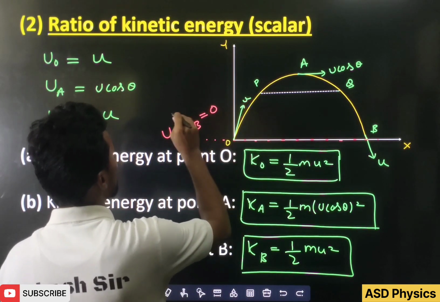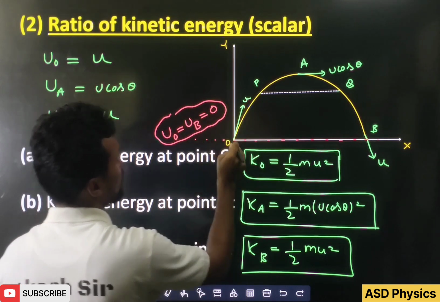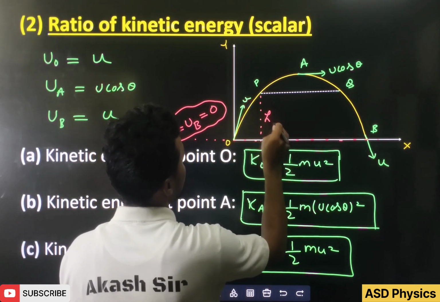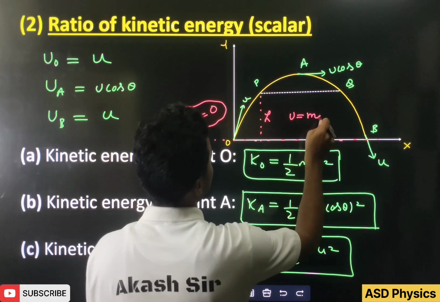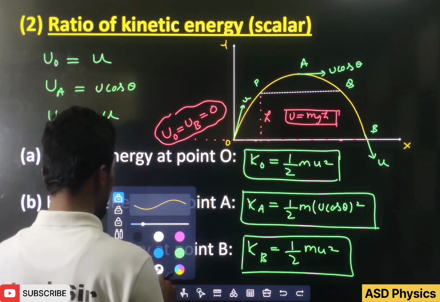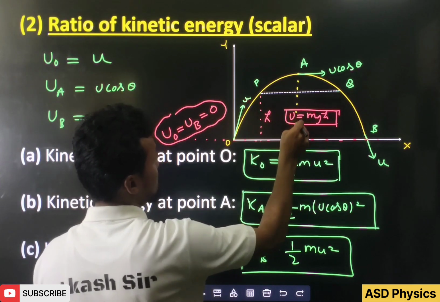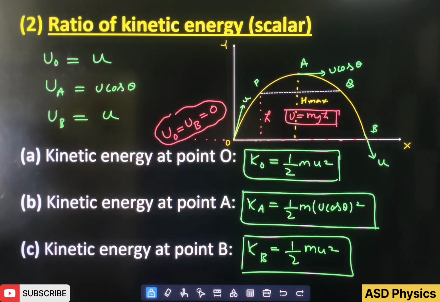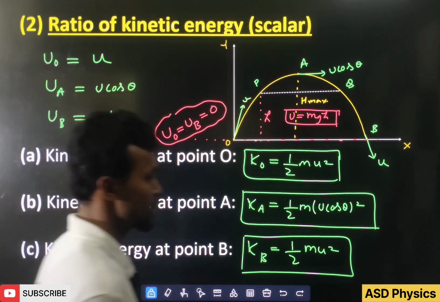At the reference points, potential energy is 0; O is there, B is there. And if at any point the height is h, then the potential energy there is mgh. You should know very well that this is the maximum height, so the potential energy is maximum at the highest point. Based on that, we have to make the table here.